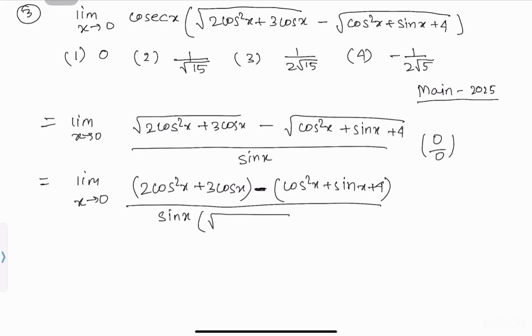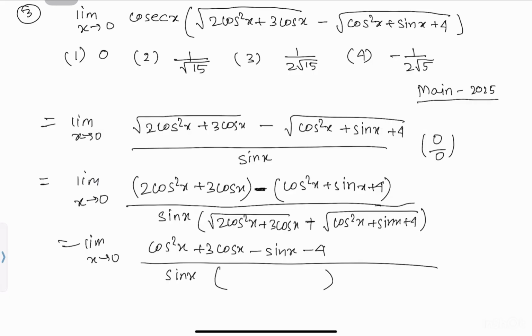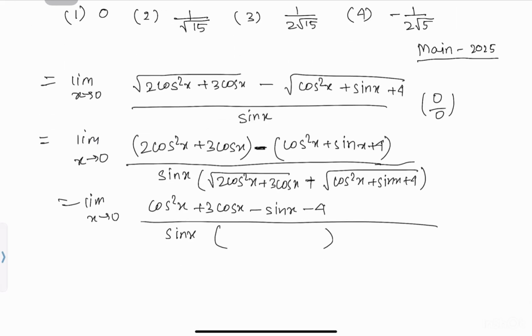So the square root of 2 cos square x plus 3 cos x plus square root of cos square x plus sin x plus 4. Clear? Now from here, limit x tending to 0, this becomes 2 cos square x minus cos square x, 3 cos x plus 3 cos x minus sin x minus 4, divided by, as it is, whatever this here. Okay, so now tell me one thing.